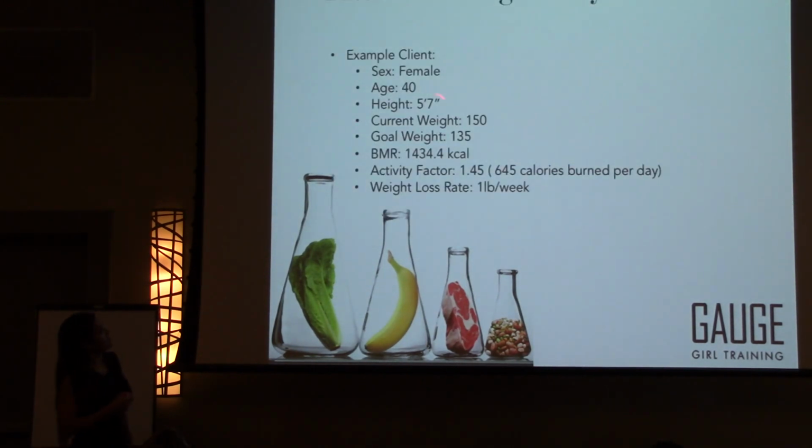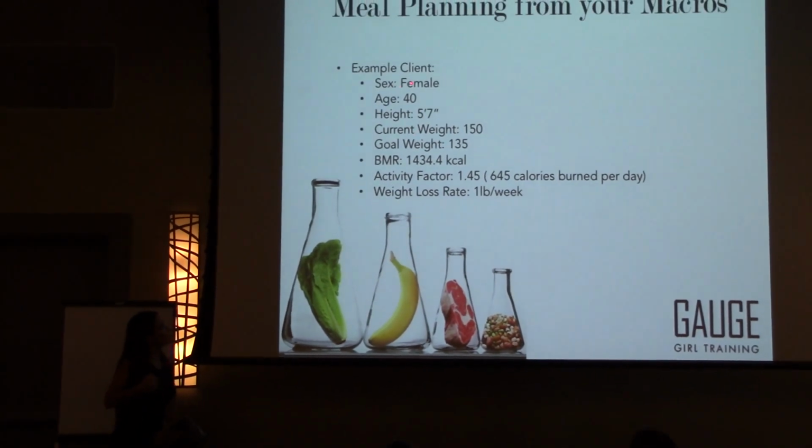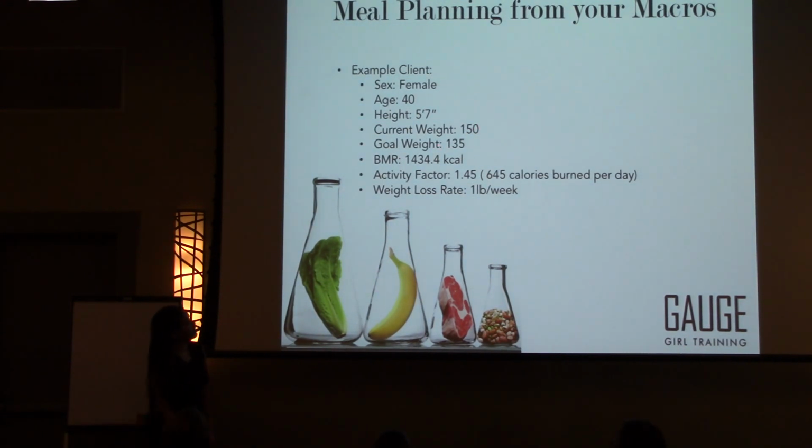So I'm giving an example client. We're going to call her Jane Doe. Jane Doe is a female. She's 40. She's 5'7". She's 150. She wants to weigh 135 pounds. So the way I would calculate Jane's macros, the first thing I would do is calculate her BMR.